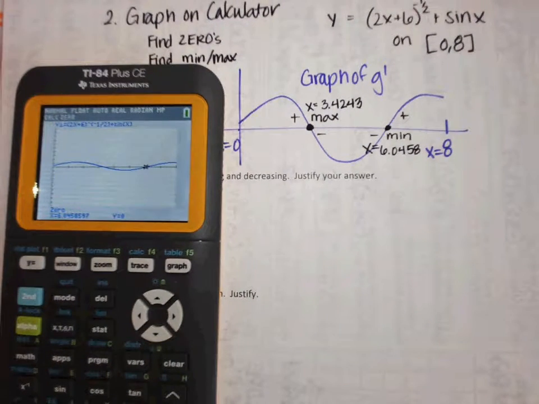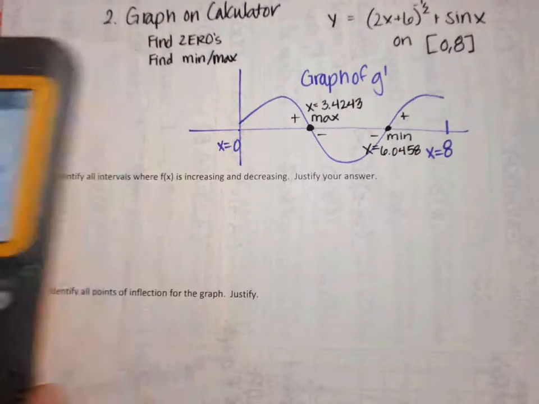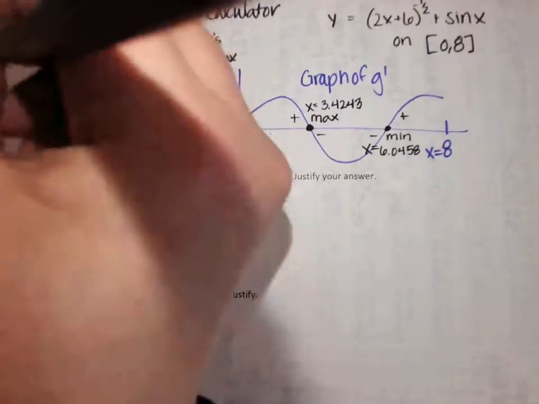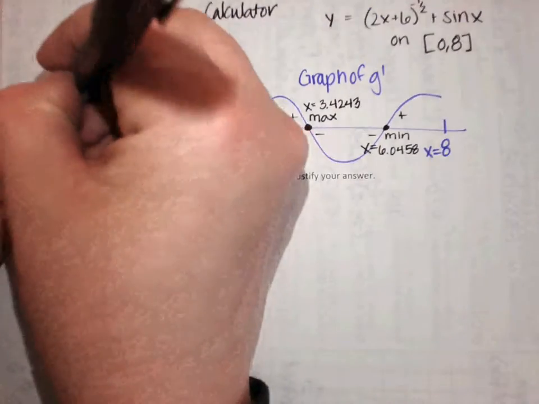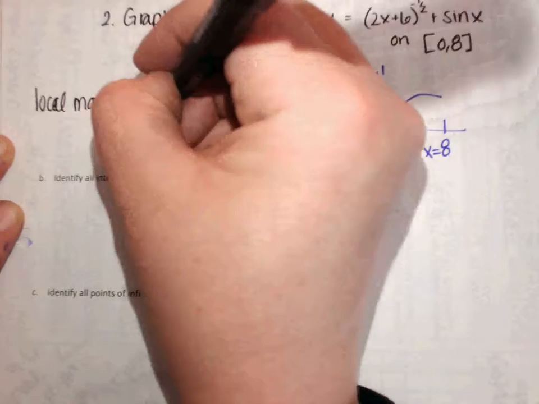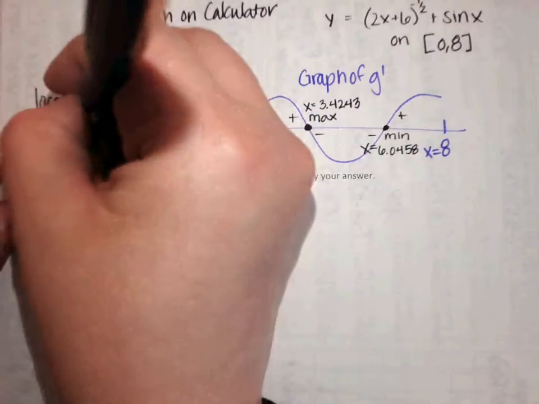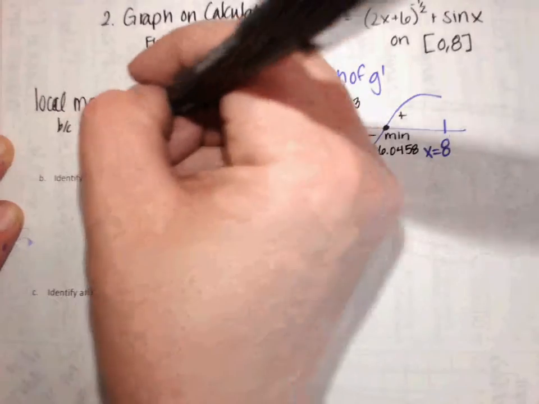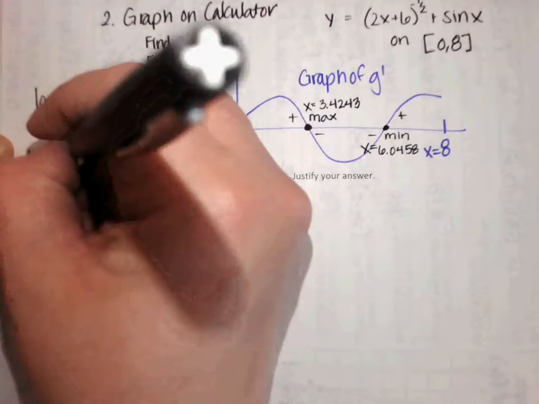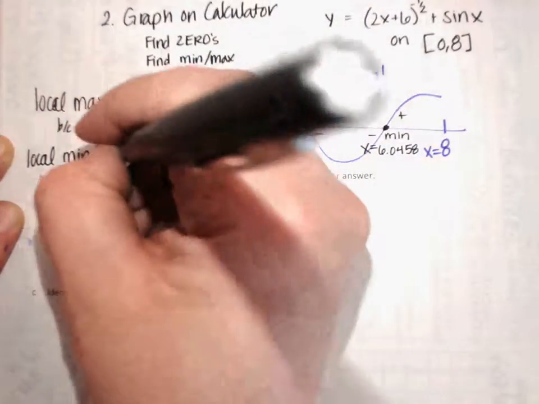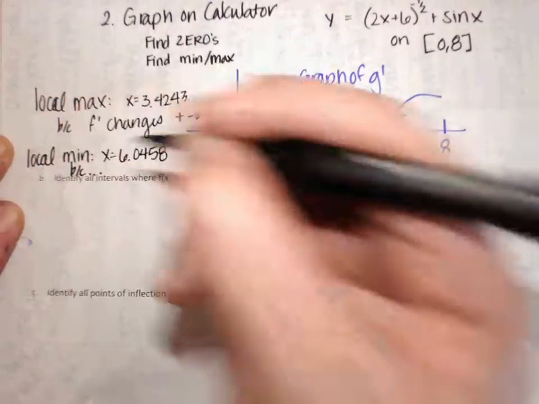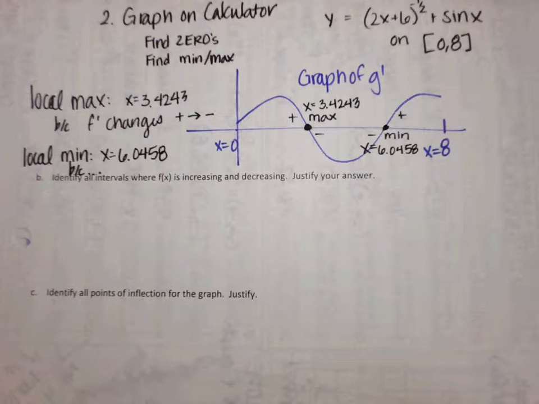Alright, so let's answer the questions for part A and part B. We should have enough information to do both of those. The first one says to identify maxes and mins. We already did it. So I have a local max at x equals 3.4243 because f prime changes from plus to minus. And then I have a local min at x equals 6.0458 because f prime changes from minus to plus. Okay, you get the idea. We've done like 1,000 of them.